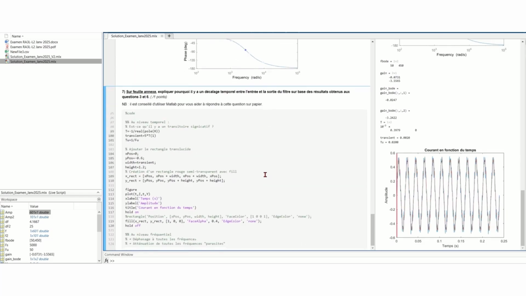Et donc on peut se dire que dans tous les cas, il y aura un déphasage de toutes les fréquences, ce qui fait que notre signal de sortie, Y, sera déphasé, en tout cas un petit peu, par rapport à celui de l'entrée. Et en plus, comme on l'avait dit précédemment, mais ça c'est en plus pour nourrir la réflexion, on a une atténuation de toutes les fréquences qu'on considère comme étant parasites et comme étant supérieures à notre pulsation oméga C de coupure.